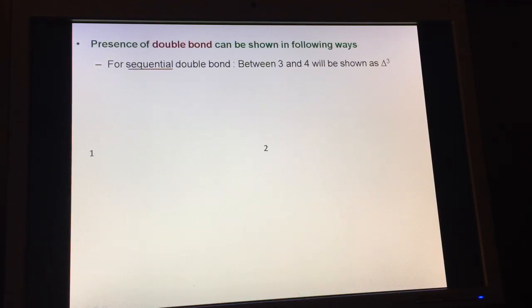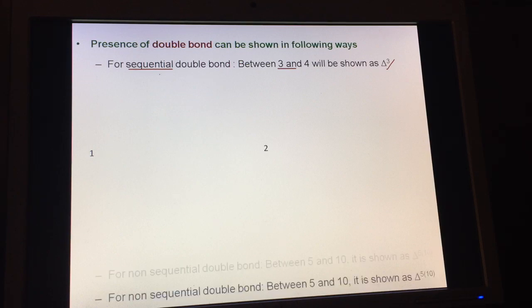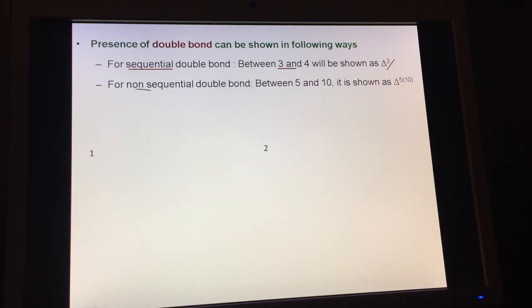If the bond is sequential, for example between 3 and 4, it is shown as delta 3. If the bond is non-sequential, between atoms which are non-sequential, for example between carbon 5 and position 10, then it is shown as delta 5 in the bracket 10. So, this was all about the nomenclature and stereochemistry of steroids. Let us understand this a bit more by looking at some examples.